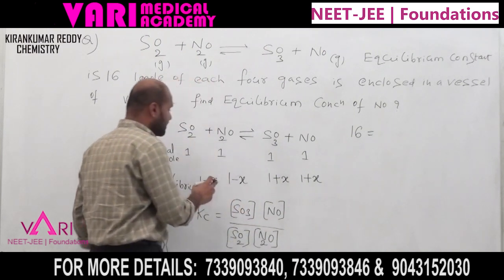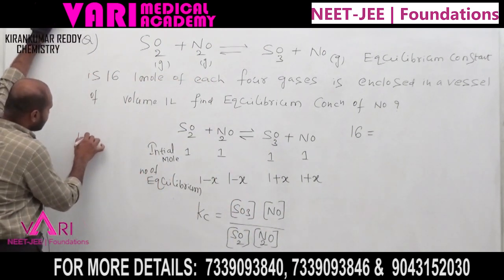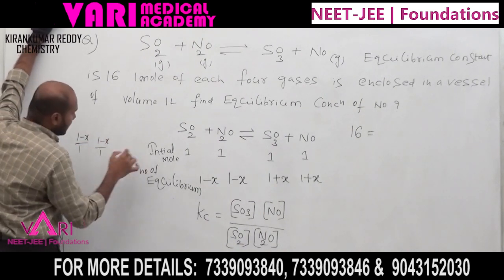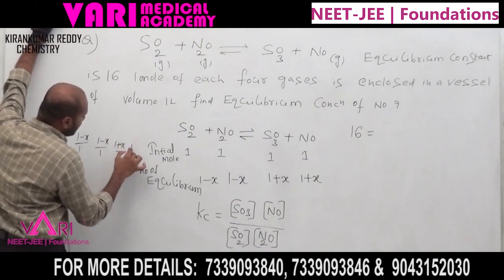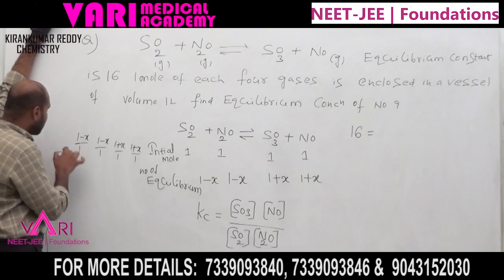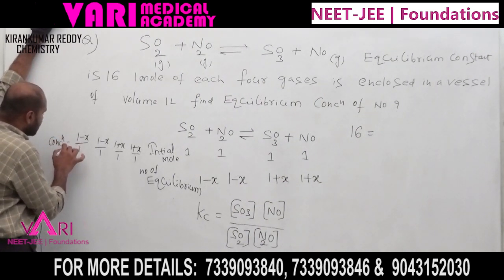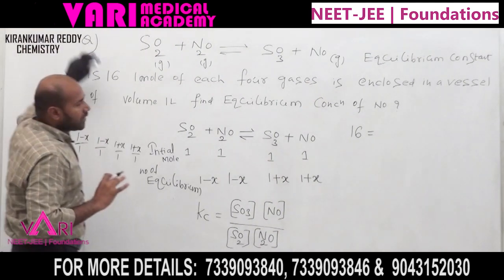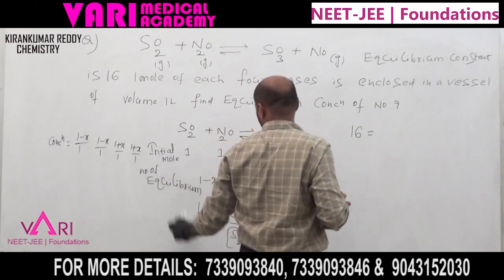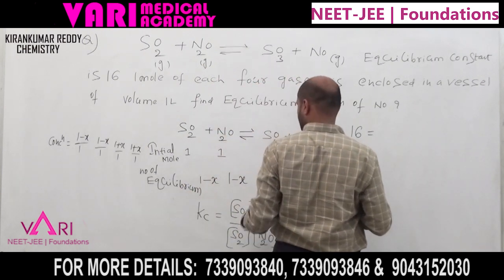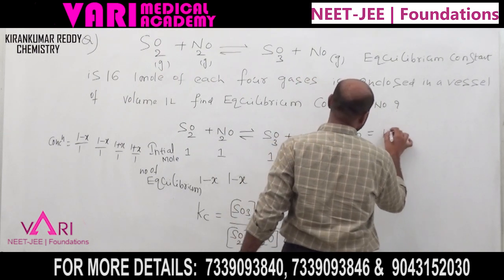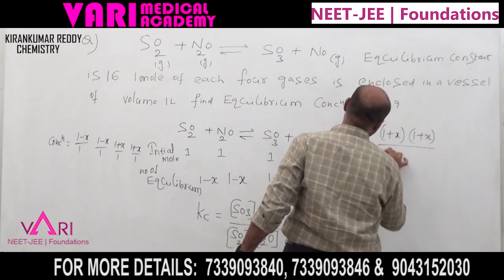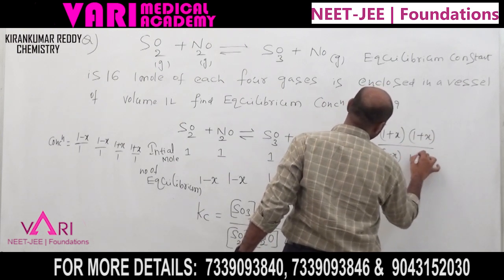Concentration means we have to write number of moles by volume. So 1 minus x by 1 liter, here also 1 minus x by 1, here also 1 plus x by 1, 1 plus x by 1. Concentration is expressed in moles by volume. Now write 16 equals 1 plus x, here also 1 plus x, by 1 minus x and 1 minus x. The 1 we don't consider.